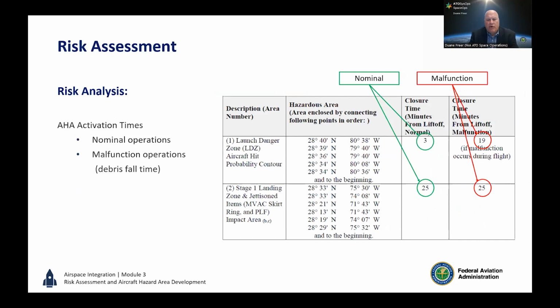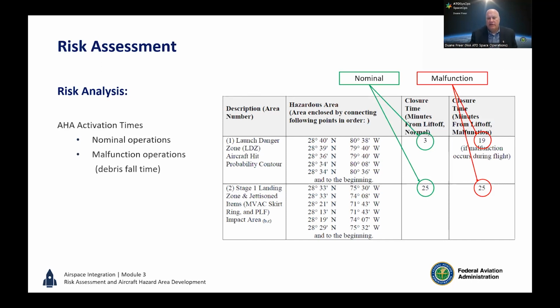This is a part of the risk assessment that we discussed in a previous slide, the risk analysis. This shows the nominal malfunction operations and the nominal operations and that debris fall time. So for the ascent portion of the mission, typically about 3 minutes is the activation on a nominal mission. For the stage 1 or the jettison item area, there is a nominal time of 25 minutes.